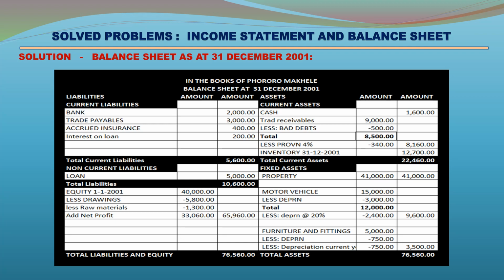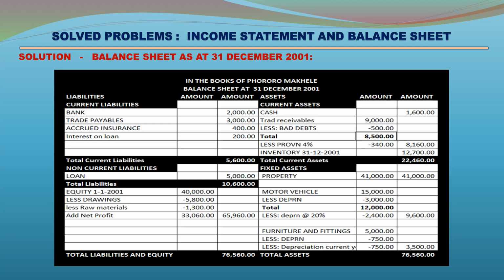Liabilities amount, assets amount. On the asset side, cash 1,600, trade receivable 9,000, less bad debts 500, total 8,500, less provision 4% 340, net trade receivables 8,160. Inventory 31 December 2001 12,700. Total current assets 22,460. On the credit side, bank 2,000, trade payable 3,000, accrued insurance 400, interest on loan 200. Total current liabilities 5,600.